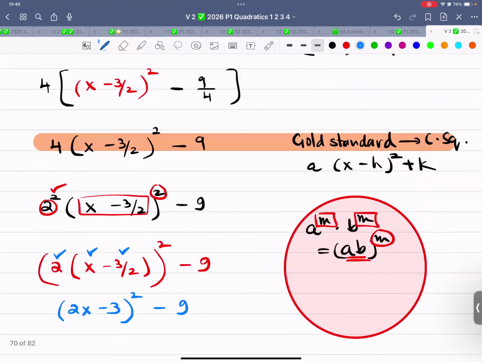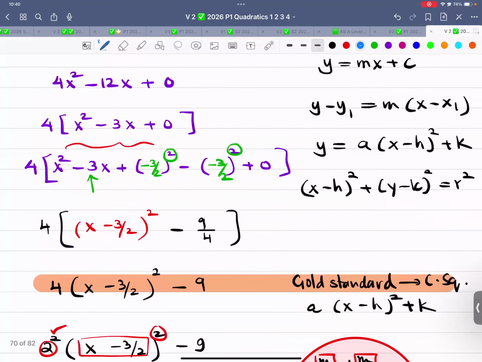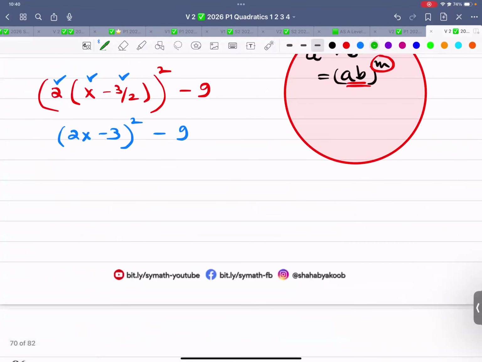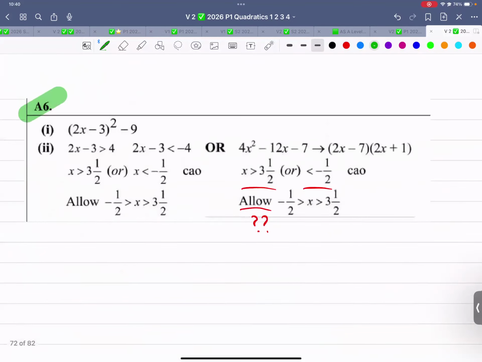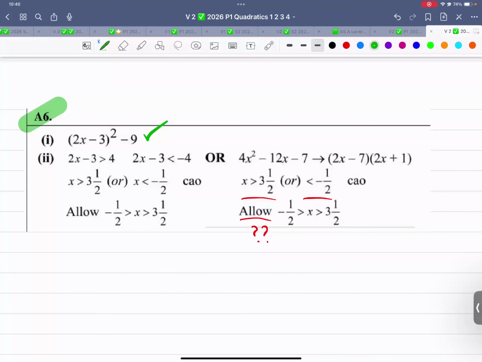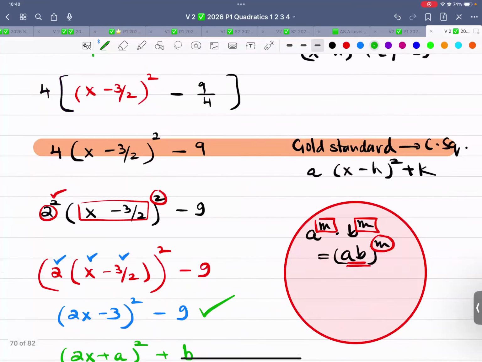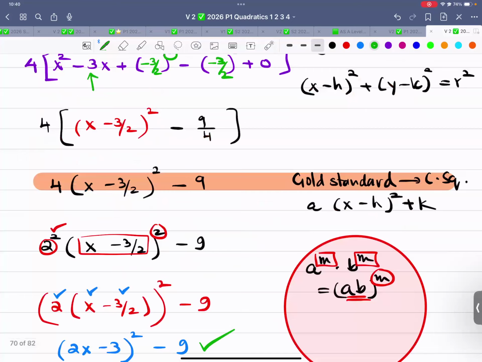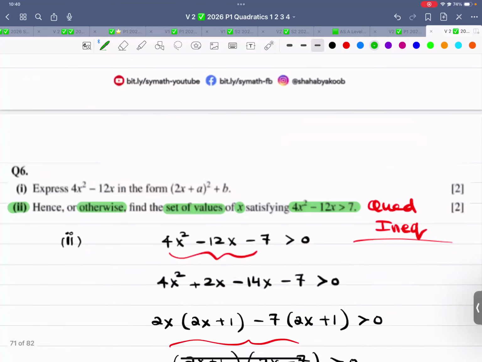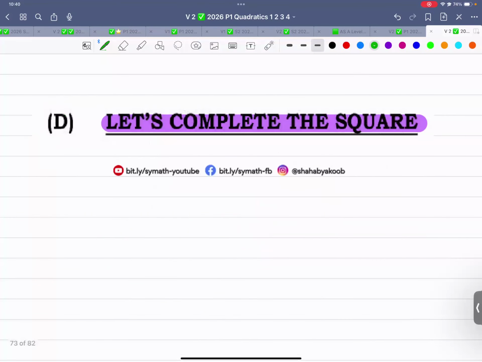Now it's in that form. Which form? 2x plus a whole square plus b. Yes, a is negative, so a is negative 3, and b is negative 9. We just have to write in this form, and that is the answer. And of course, you can copy it all once you watch the video again, and you can comfortably copy it down. So now this thing is also done and dusted.